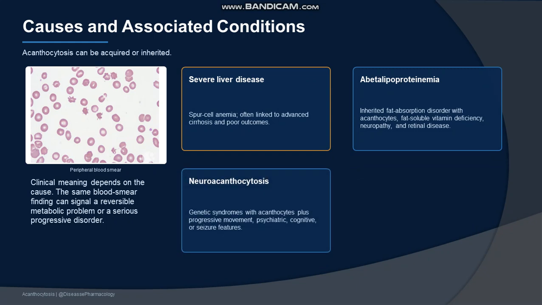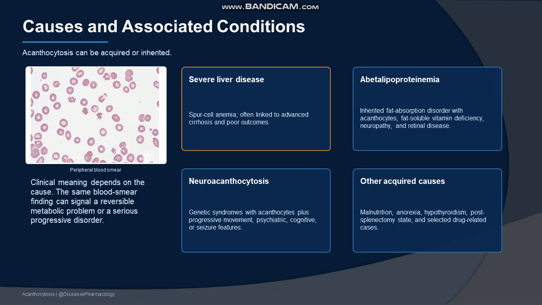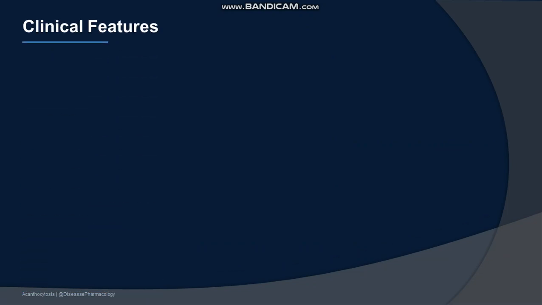Neuroacanthocytosis, that is due to a genetic syndrome with acanthocytes plus progressive movement, psychiatric, cognitive, and seizure features. Other acquired causes: malnutrition may cause this problem, anorexia, hypothyroidism, post-splenectomy state, and selected drug-related cases.